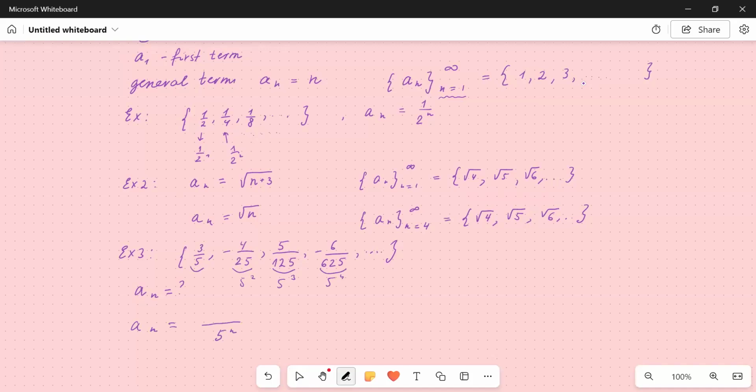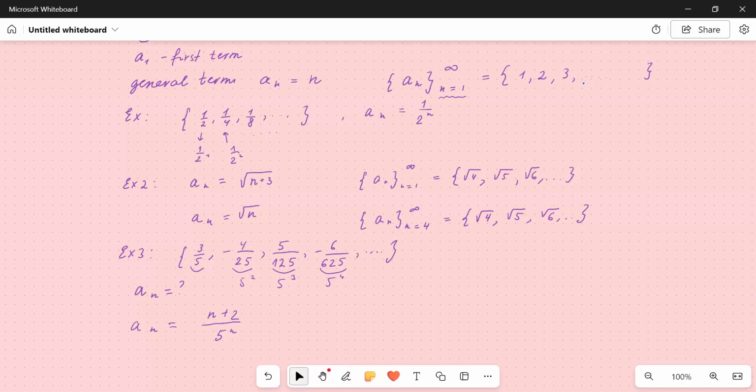Let's look at the numerator. The numerator starts at 3, 4, 5, natural numbers, but they're not going to start with 1. If I have 1 in the denominator, how do I get 3 in the numerator? Well, I'll need to take this 1 and add 2 to it, right? The only little thing to take care of to make sure that our general term fits the sequence is a minus, right? We see alternation of a minus.